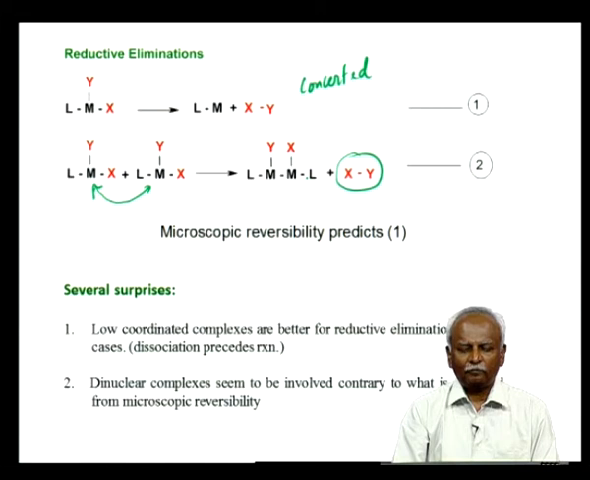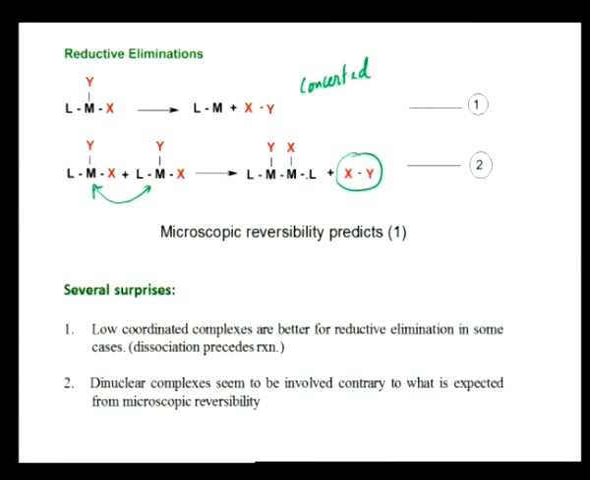Microscopic reversibility favors the first possibility, but as I told you, there are several surprises in reductive elimination, several paradoxes. One of them is the fact that you need low coordinated complexes, and they undergo reductive elimination much better than the coordinatively saturated intermediates. Second surprise is the fact that dinuclear complexes seem to be involved, and this is contrary to what is expected from microscopic reversibility.